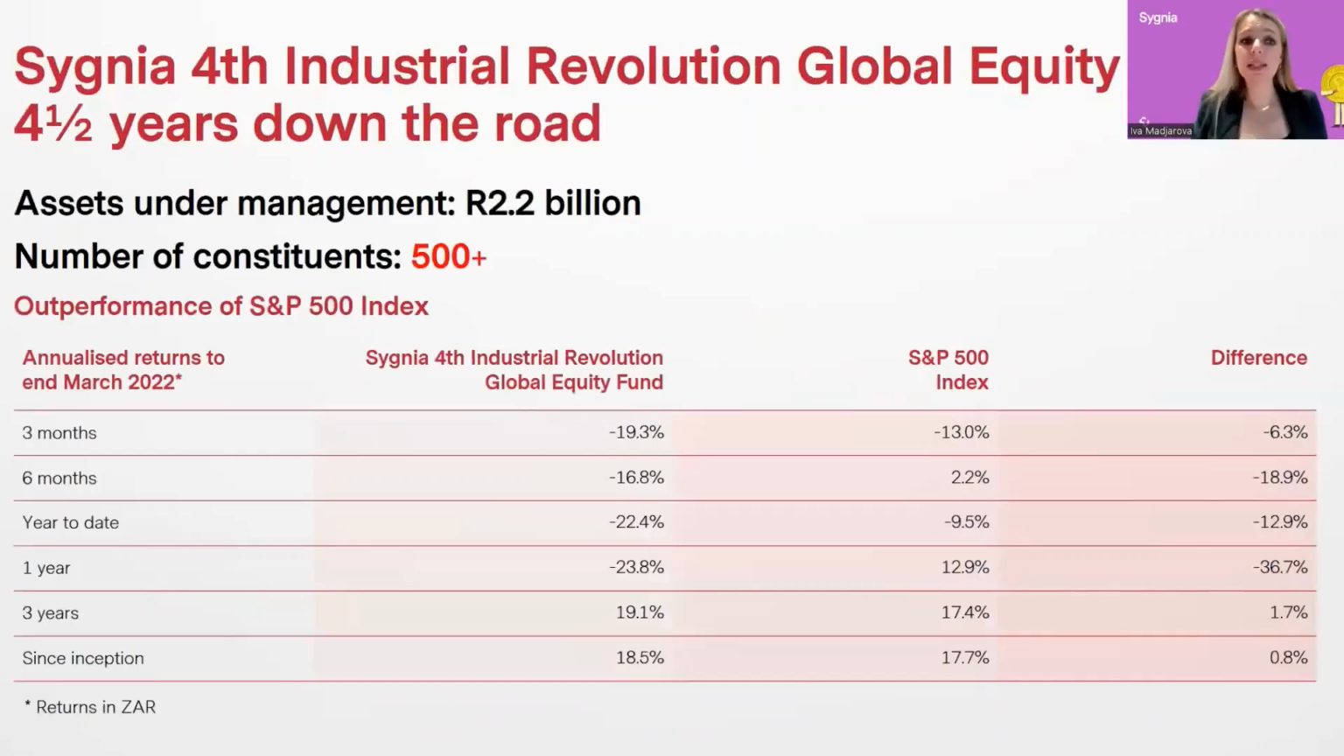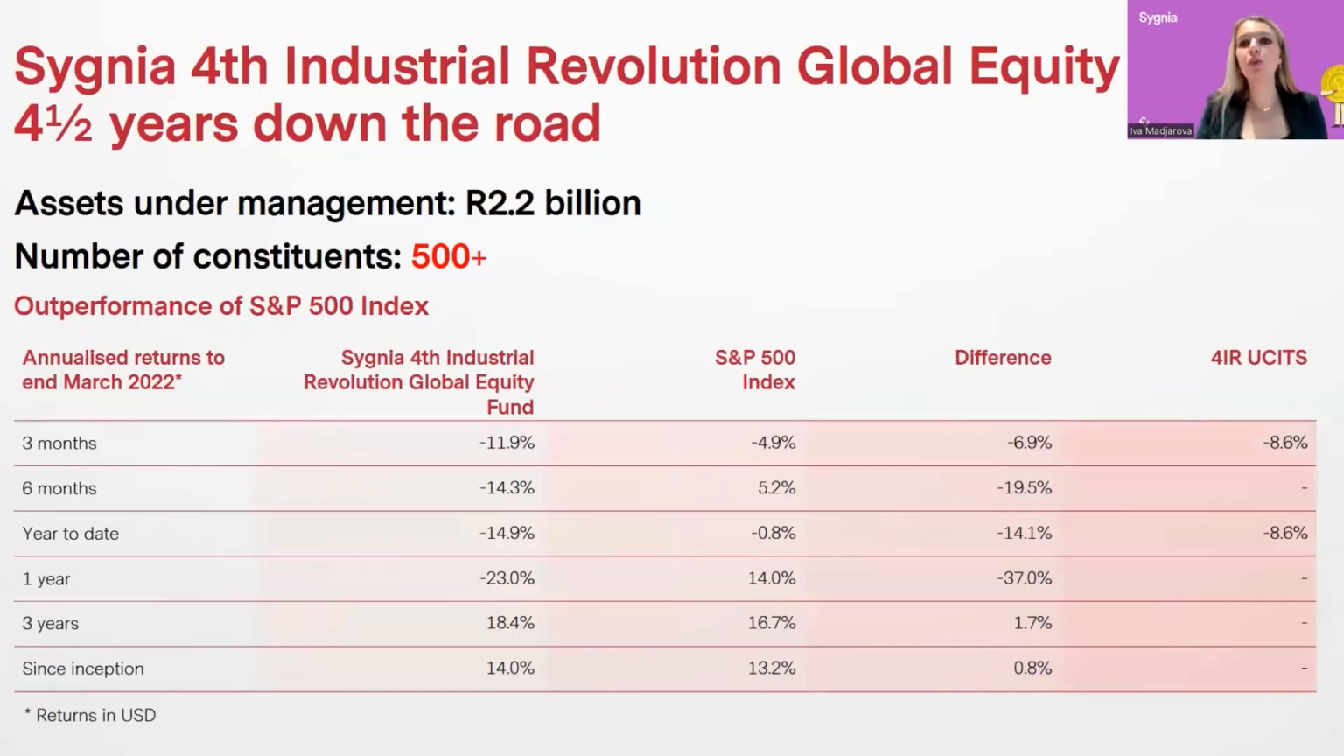So looking at the Rand performance, we've had the Rand denominated funds since 2016, so a much longer track record. And what we can see is over the short term, this global equity fund, the Fourth Industrial Revolution Global Equity Fund, has underperformed the S&P 500 over the short term, but does outperform it over the long term. And not too different a picture, of course, when you're looking at it in dollar terms.